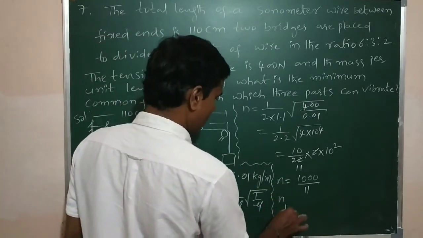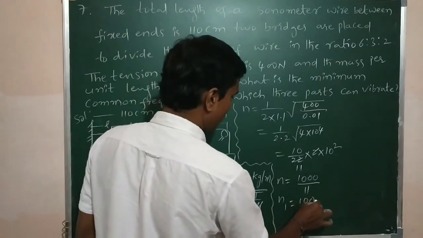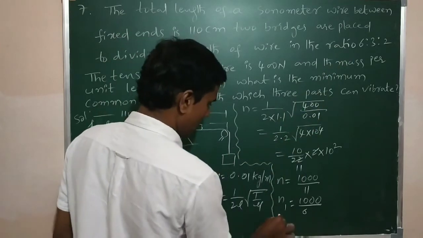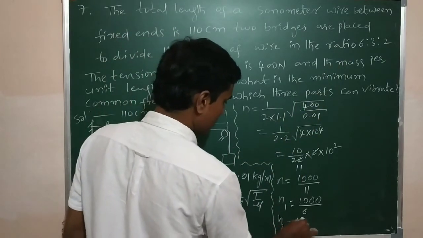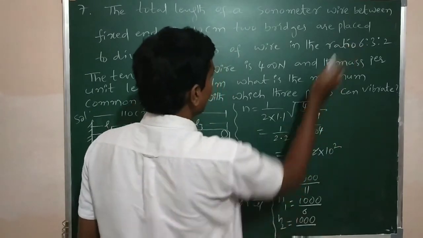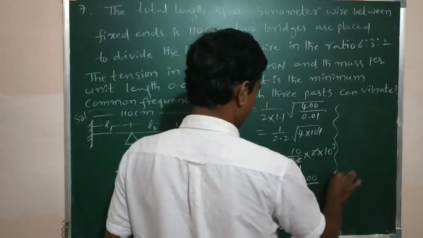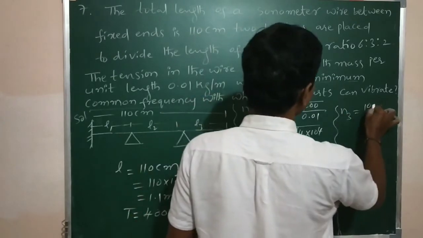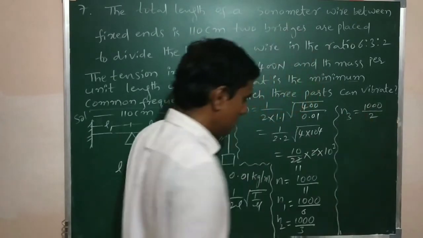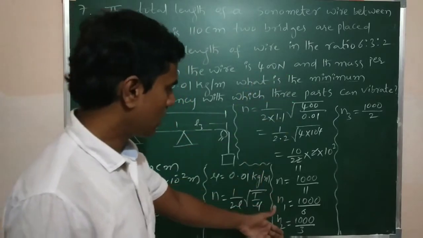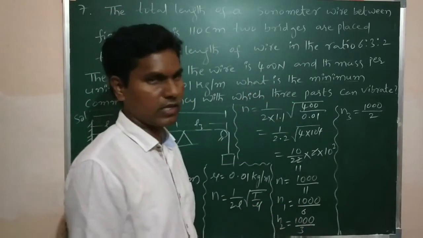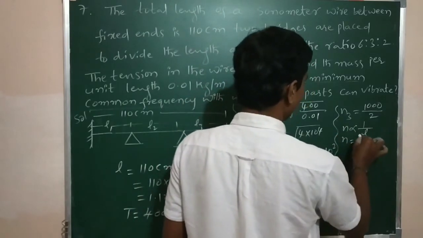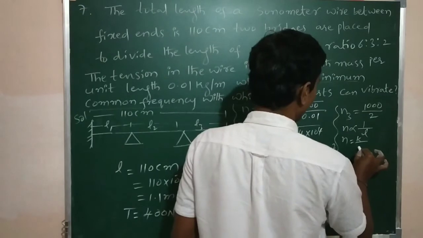So here n1 is equal to 1000 by, what is the length given? 6. And n2 is 1000 by, what is the length given? 3. Here n3 is equal to 1000 by 2. The ratio of lengths is written here: 6, 3 and 2. We know n is inversely proportional to L, n is equal to K by L.